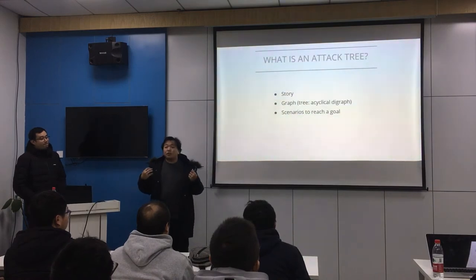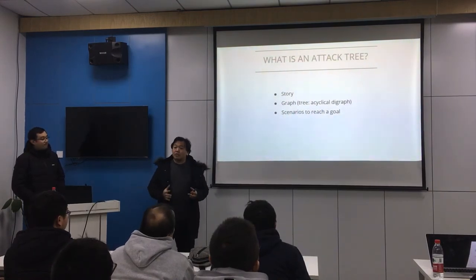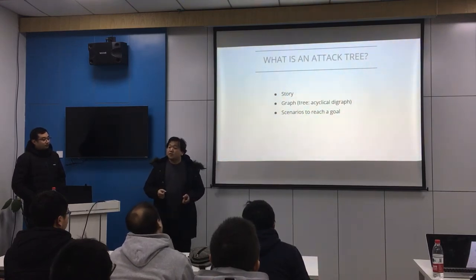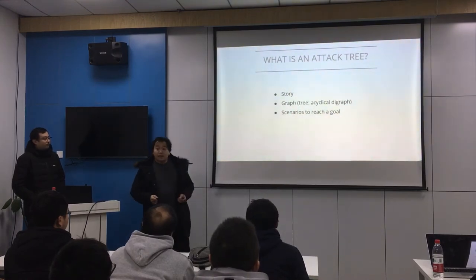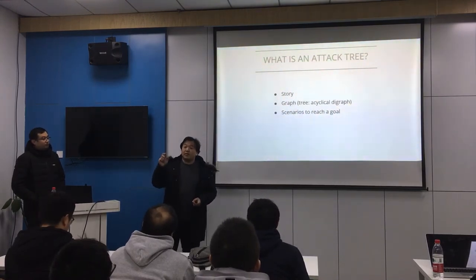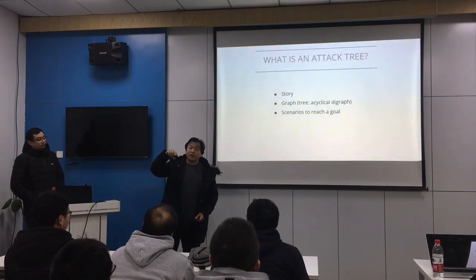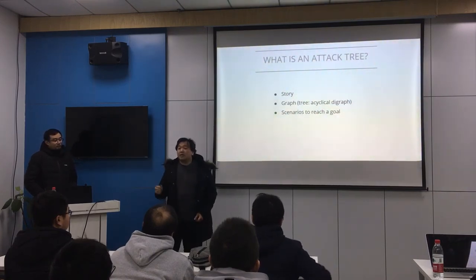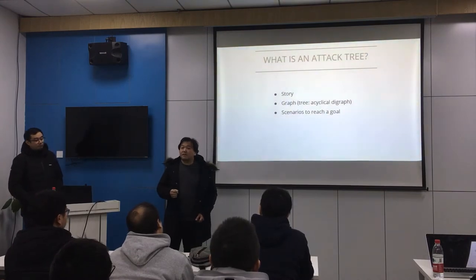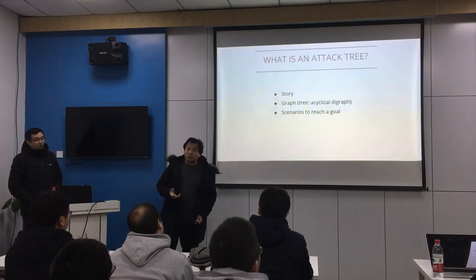And how do you actually represent the story? How do you actually show the story? You show it by a picture, by a graph. And that graph is in the form of a tree or an acyclic directed graph. If you think about an upside-down tree, or just a normal software tree, the pathway from the bottom to the top, which is the goal, is really the scenario, or the story, of someone being able to reach the goal.